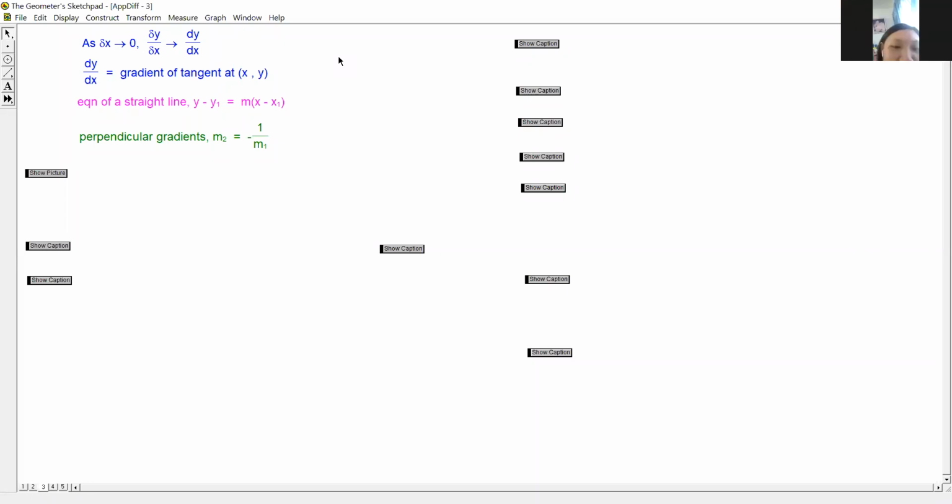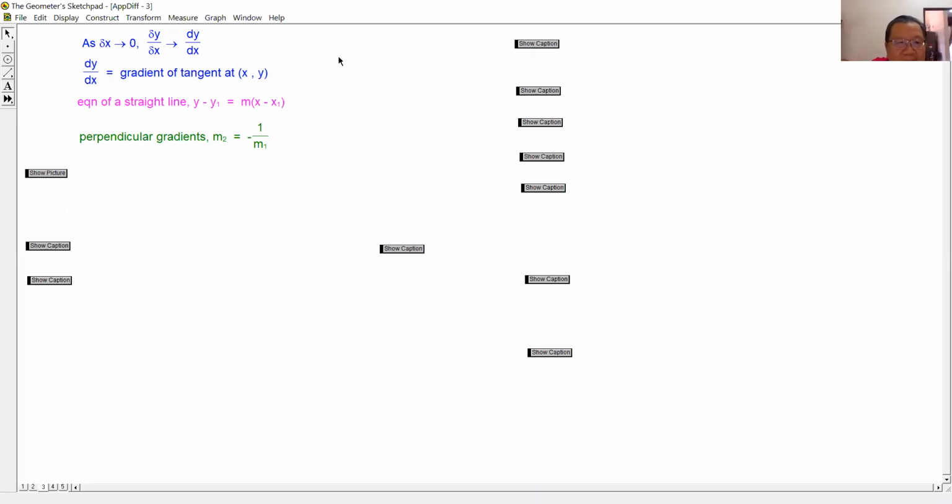Can you tell me three colors? Yes, each color represents something that you need to know. The first one, the blue color, is that you need to know dy/dx, the gradient of the tangent. That's the first thing you need to know.